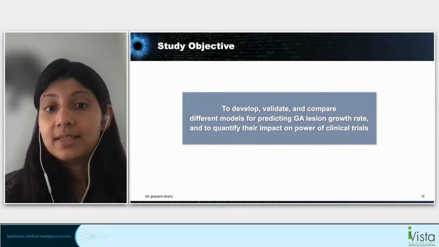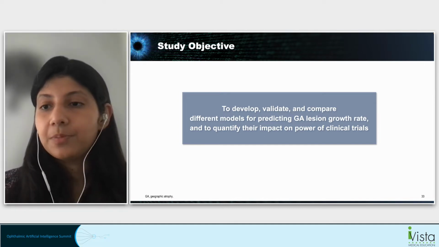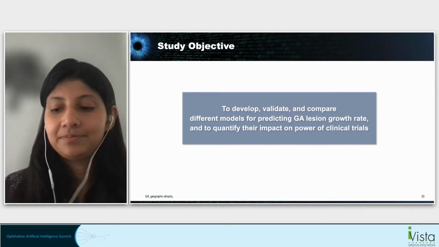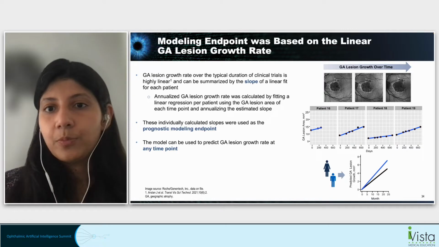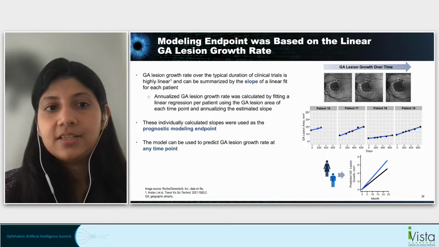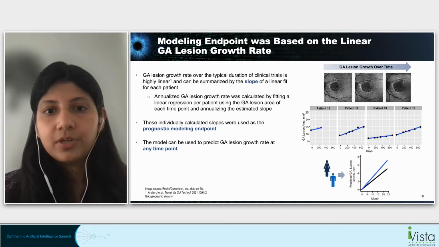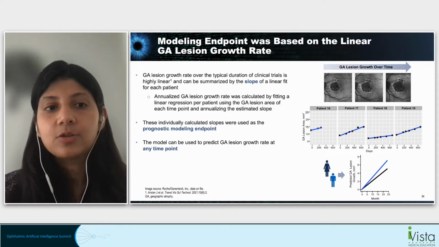Now coming to the study objective: to develop, validate, and compare different models for predicting GA lesion growth rate and to quantify their impact on power of clinical trials. So the modeling endpoint was based on the linear slope, which is the GA lesion growth rate. The GA lesion growth rate over the typical duration of clinical trials is highly linear, and it can be summarized by the slope of a linear fit for each patient.